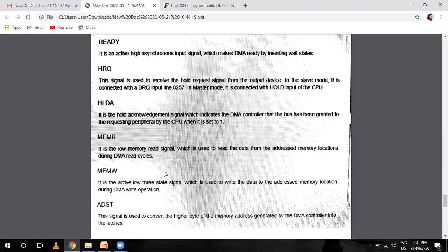Next is memory read, that is MEM for memory and R for read. It is an active low memory read signal which is used to read the data from the addressed memory location during the DMA read cycles. And memory write, an active low output, is a 3-state output and is used to write data into the addressed memory location during the DMA write cycle.